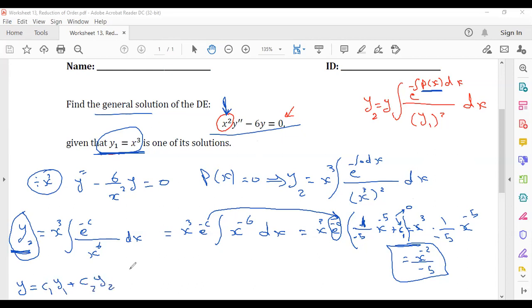The idea here, you have to take care. If you need to guess, you must guess a second solution Y2 such that your Y1, which I give you, and the Y2 are independent. You can't choose my Y2 to be 2x3, because this depends on this; only you multiply it by 2. So I always advise my students, don't try to guess. Please use the rule to find the second solution.